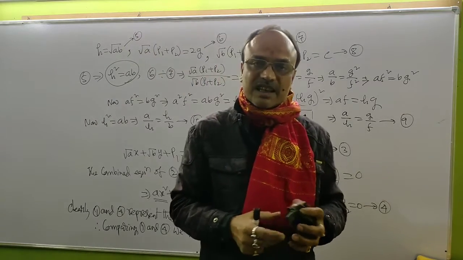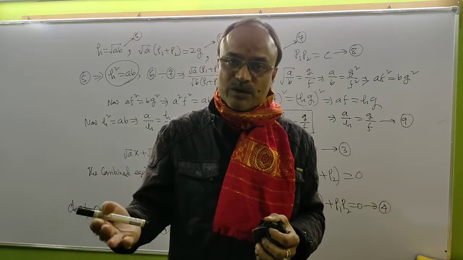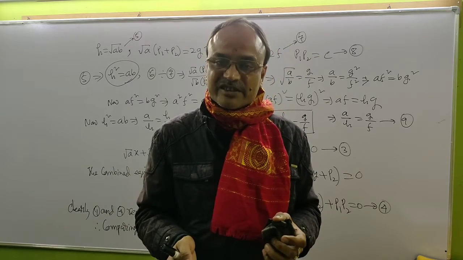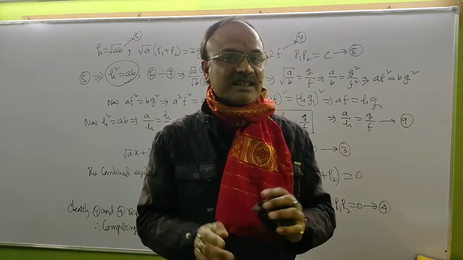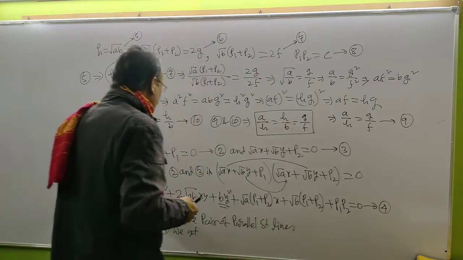That the straight lines represented by ax square plus twice hxy plus by square plus twice zx plus twice fy plus c equal to 0 may represent a pair of parallel straight lines.